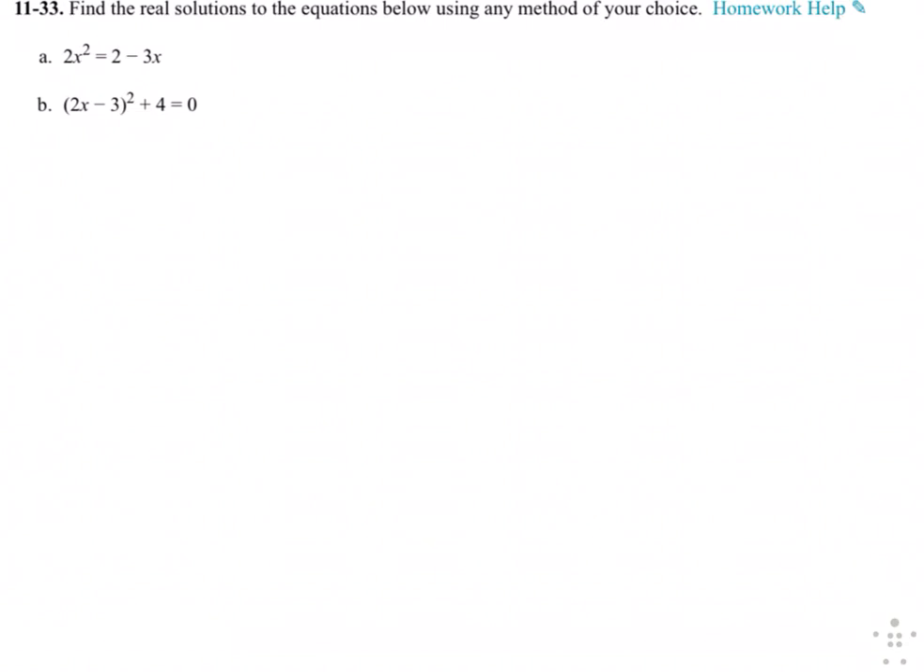Okay, 33 wants us to solve, right? So A, it's a quadratic, so let's get all the terms to one side. 2x squared, I'll add 3x to both sides, then I'll subtract 2, right? So what we could do now is see if it's factorable, right?